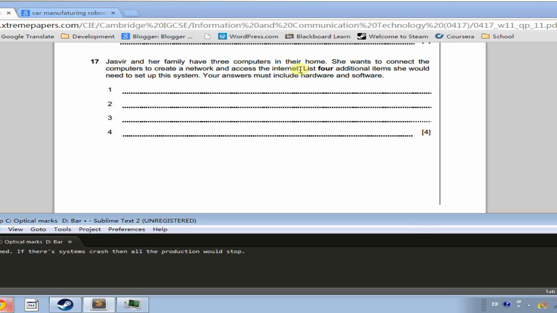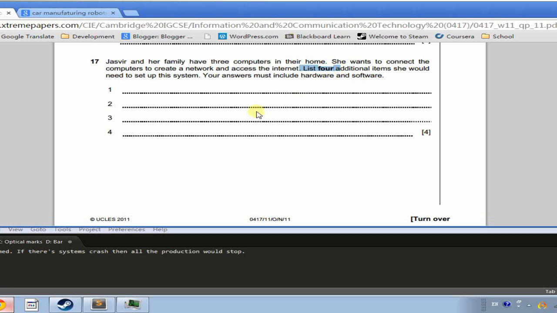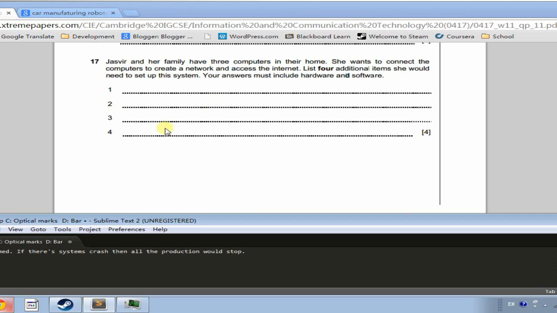So we're listing. So we don't need to explain our answer. We just need to list 4 additional items. And one of them must be hardware, and one of them must be software. Everything else is really up to us. So hardware is, of course, the easier one here. There's a whole bunch of options that we could have. The first one would be from the computer itself.